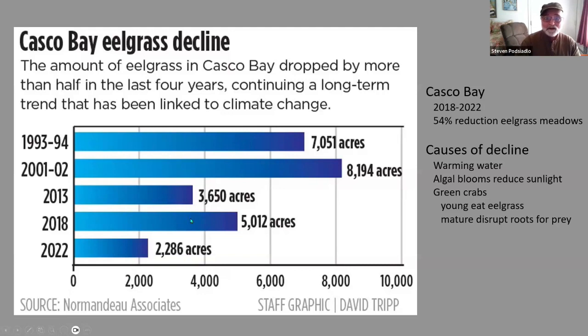I think it's quite interesting here, if you go to 2001, 2002, you had over 8,000 acres. And by 2022, you only had about 2,300 acres. So there's a significant decline in 22 years also.